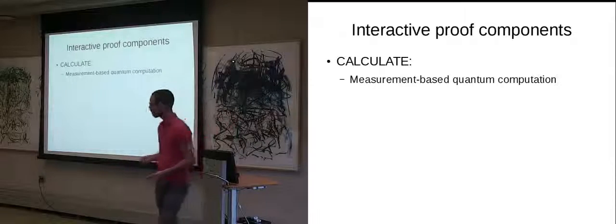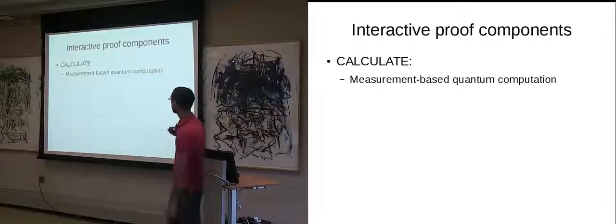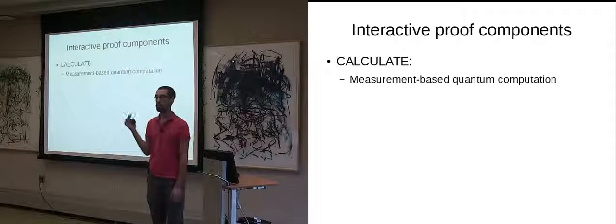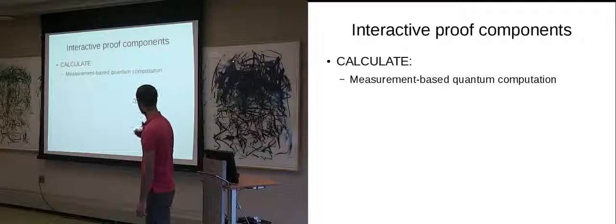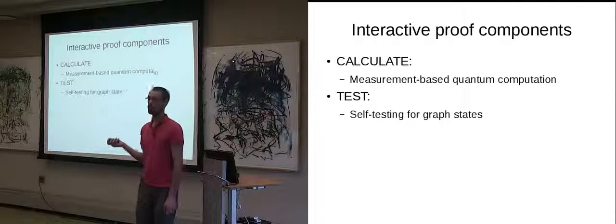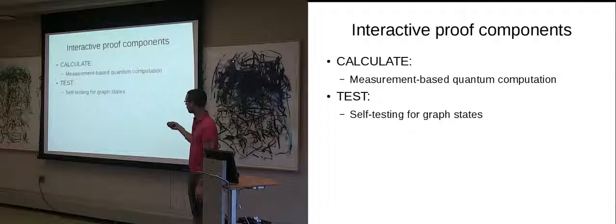So but we need now something to put into these boxes that works. And so for the calculation, what we're going to do is use the measurement-based model of quantum computation. And for the test, of course, as the title suggests, we're going to use self-testing, and we're going to use graph states. So why these two things?